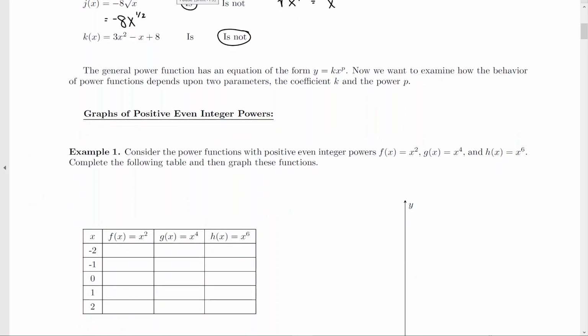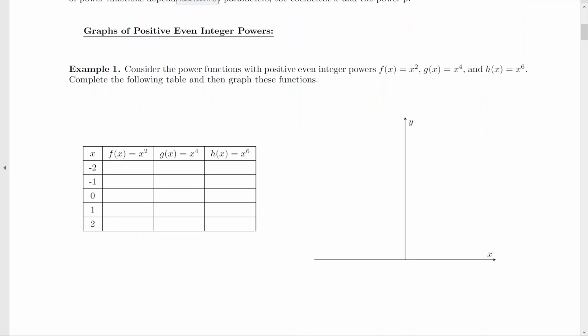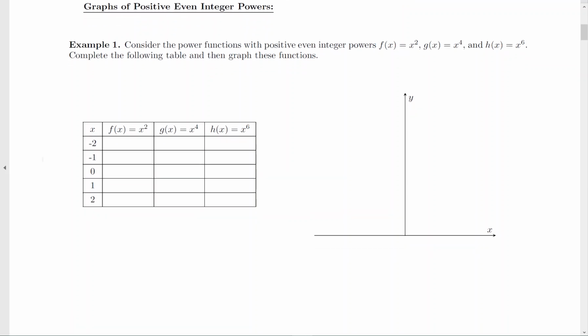So the general power function has an equation of the form y equals kx to the p. Now we want to examine how the behavior of the power functions depends on two parameters, the coefficient k and the power p. So we're going to see what happens to our pictures or our graphs when we start adjusting those numbers, the k and the p. So first we're going to look at our even power functions. f of x equals x squared, g of x equals x to the 4th, h of x equals x to the 6th. And we're going to complete the following table and then graph these functions.